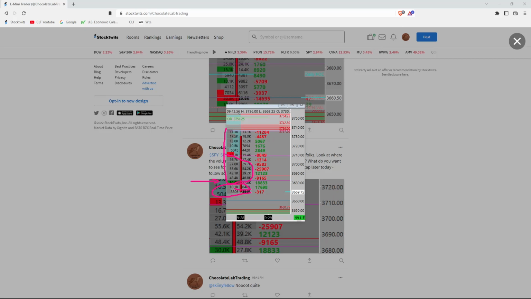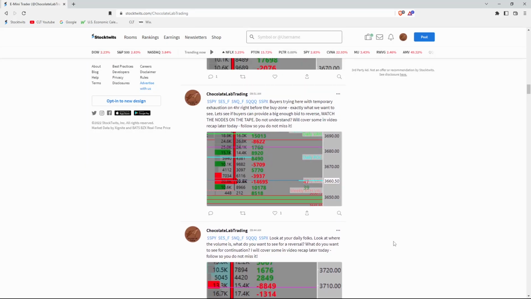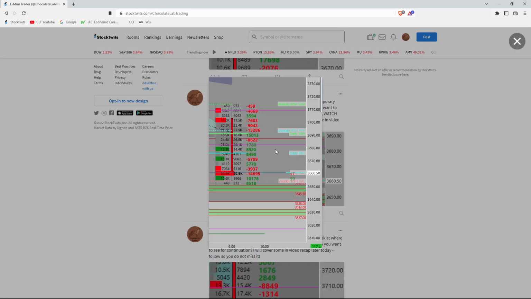A lot of stuff we could take from our larger time frames, even though we're trading intraday. Buyers trying here with temporary exhaustion on 4-hour right before the buy zone. Exactly what we want to see. Let's see if buyers can provide a big enough bid to reverse. Watch the nodes on the tape. Do you understand? We'll cover some.